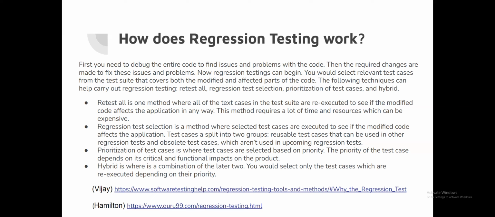The next one is prioritization of test cases. This is simply just test cases that are selected based on priority. So these would be test cases that depend on the critical and functional impacts of the product. The last one is hybrid. This is a combination of the latter two. Basically, you would select only the test cases which are re-executed depending on their priority.